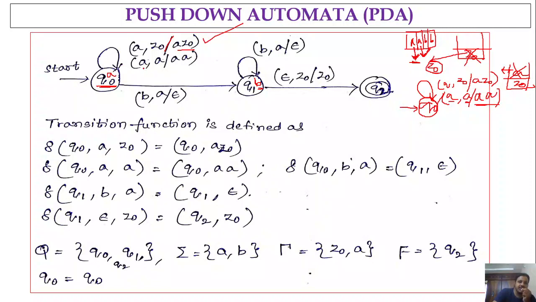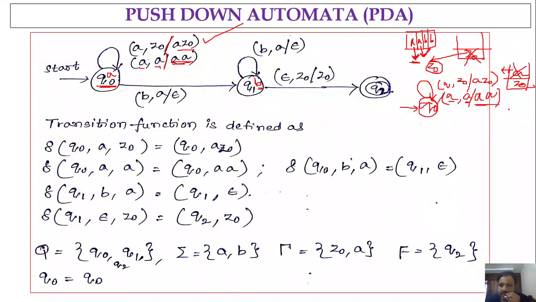Another case is that if the input is A and the top of the stack is A, you will be in the same state and you are going to push A. Why? Because all the A's must be on the stack. But here, we are considering the top of the stack A. Since we are considering this A from the stack, it is out of the stack, so we need to push it again, right? So that's why we are writing AA. That means previous A, new A. This process will continue as long as we get A in the input, right?